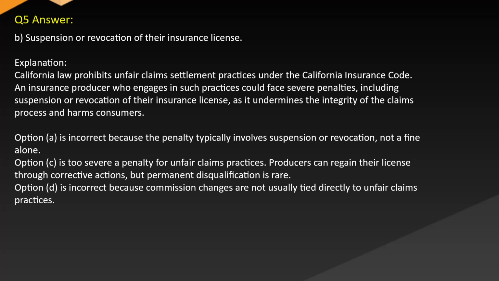Option A is incorrect because the penalty typically involves suspension or revocation, not a fine alone. Option C is too severe a penalty for unfair claims practices. Producers can regain their license through corrective actions, but permanent disqualification is rare. Option D is incorrect because commission changes are not usually tied directly to unfair claims practices.